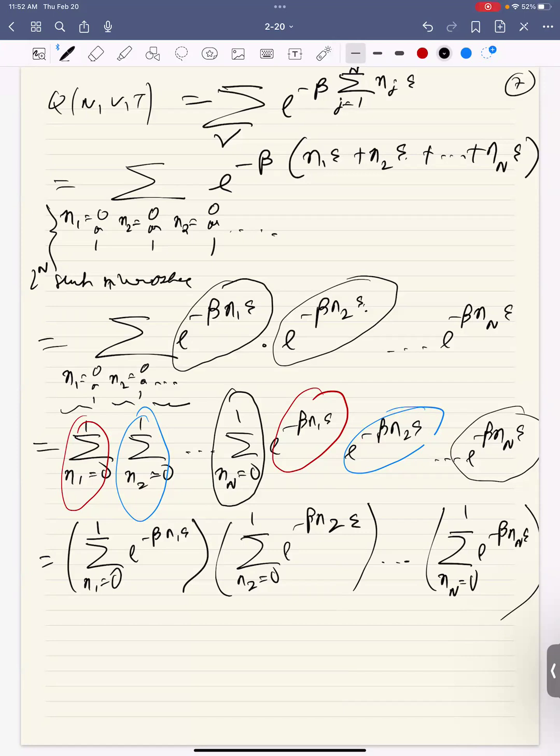So what do we have now? We have a product of n things. Let's write down the first one explicitly. It's a simple summation, right? N1 can only go from 0 to 1. It's a summation with two terms, so you can just write it down explicitly. What will this one be? When N1 is equal to 0, what is the value of this thing? E to the power 0, right? 1. When N1 is equal to 1, what is the value of this thing?